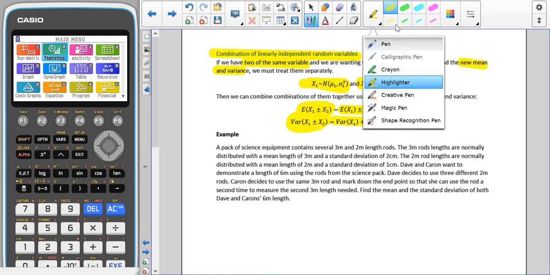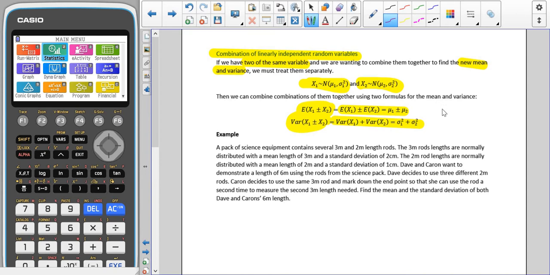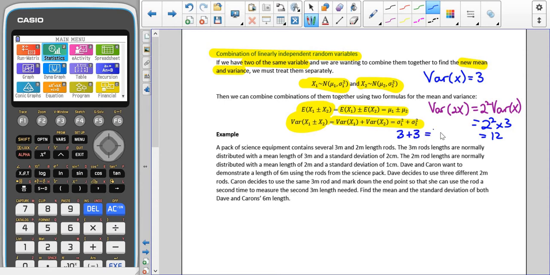Now, this is different to what we've already had a look at, because previously we've been looking at var of, let's say, 2x, which would be 2 squared var of x. And let's say in this case here that var of x is equal to 3. So here, using the method that we were looking at last time, we would have 2 squared times 3, which gives us 12. Whereas here, using this new method, we would have 3 plus 3, which gives us 6.